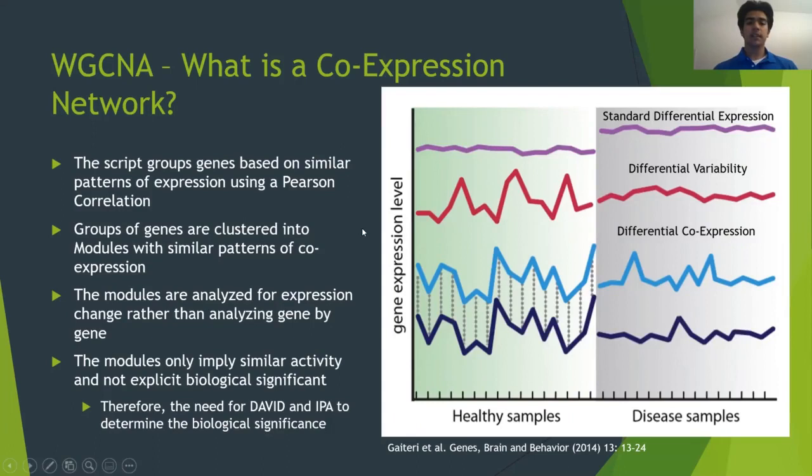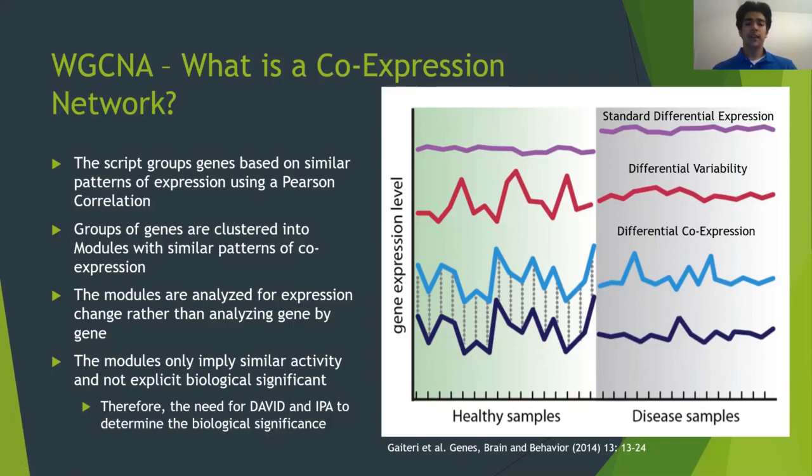Next, to explain how WGCNA works. First, what is a co-expression network? Co-expression networks are groups of genes that show similar patterns of expression. For example, if we had this single patient with gene light blue and gene dark blue, they both have similar low activity and similar high activity in different patients, and therefore they would be grouped together.